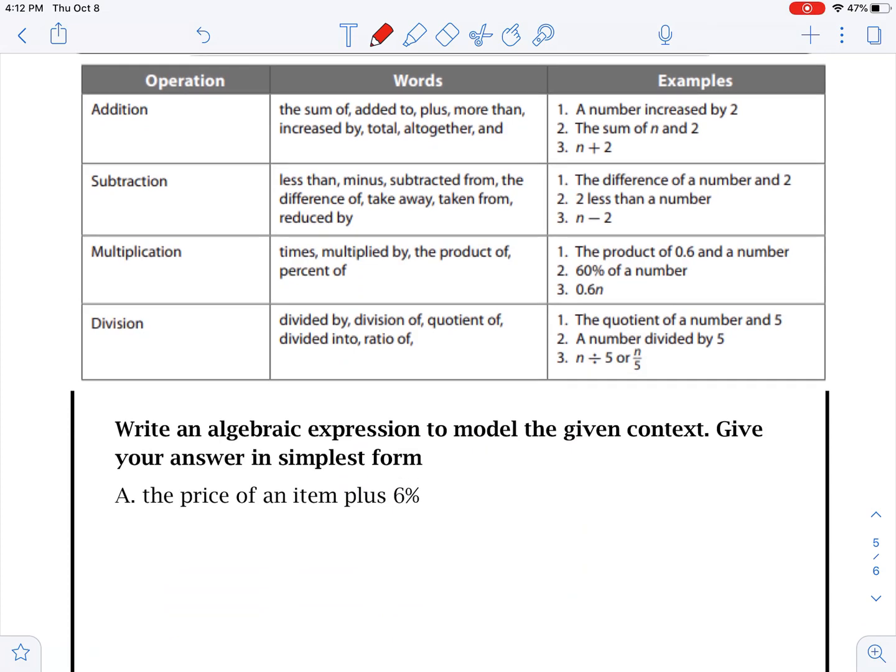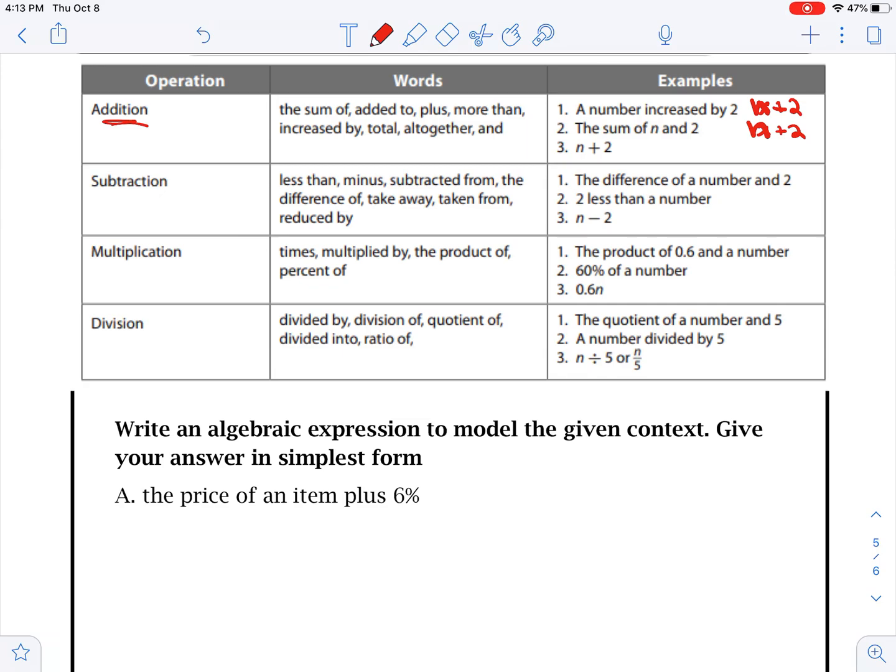Okay, some ways to write. These are words that we want. Anytime we see the sum of, added to, plus, more than, increased by, total, all together, that's addition. If we see the term subtraction, what represents subtraction? Less than, minus, subtracted from, difference of. So a number increased by 2, that would be like x plus 2. The sum of n and 2, n being some number. So that all represents the same thing as we look at it.